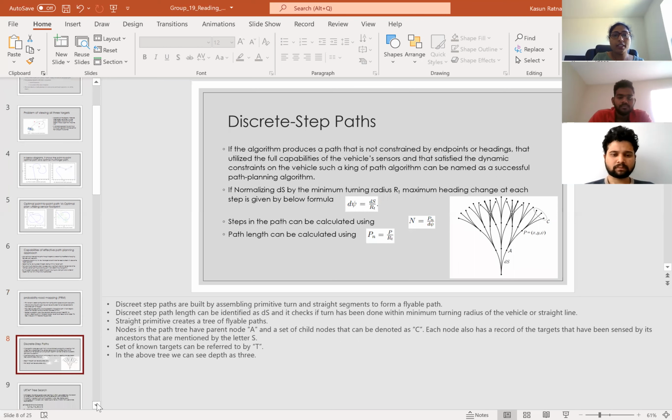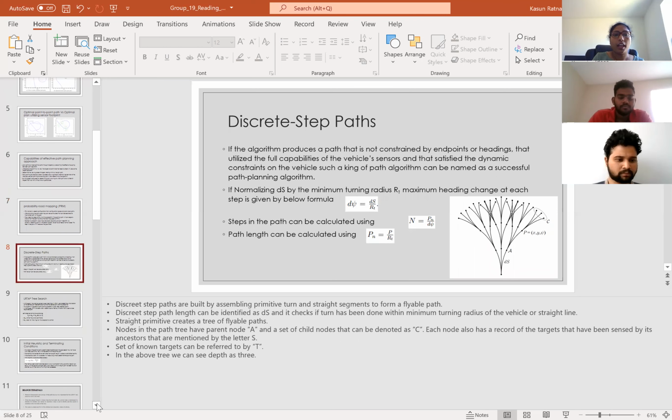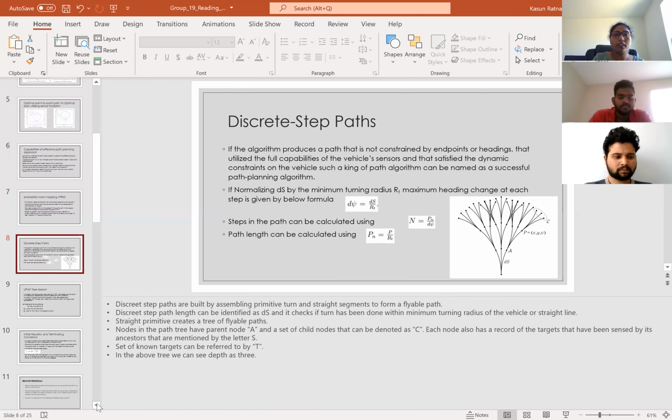So the next topic is discrete step path. Discrete step paths are built by assembling primitive turn and straight segments from the flyable path. So the algorithm produces a path that is not constrained by the endpoints or headings, that utilizes the full capabilities of the vehicle sensors, and that satisfies the aircraft control dynamics and the vehicle's radius, like turning radius.